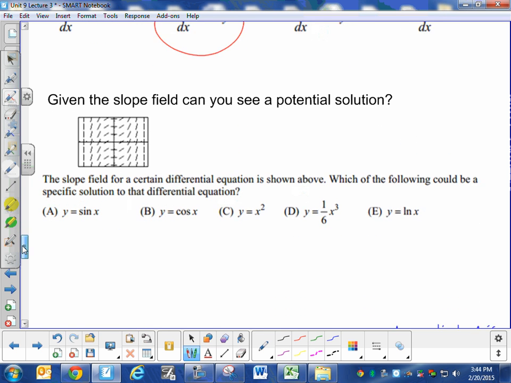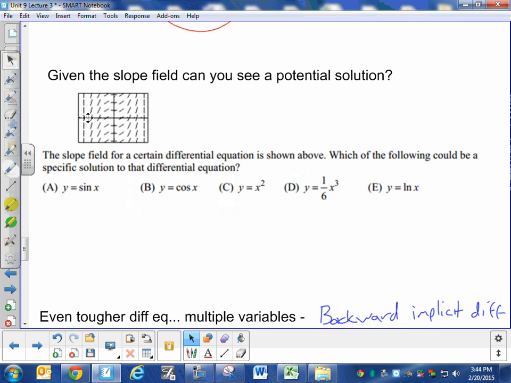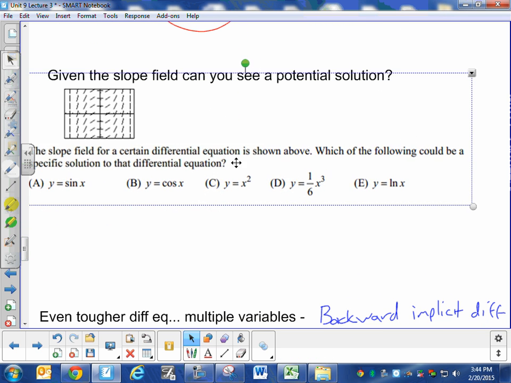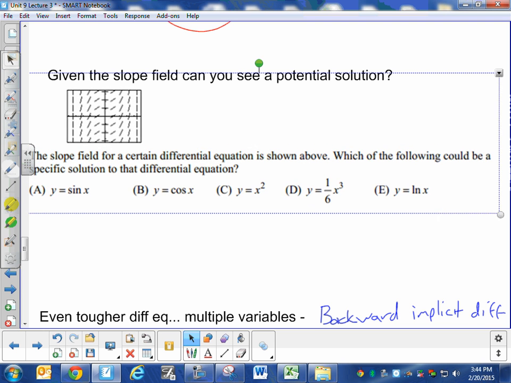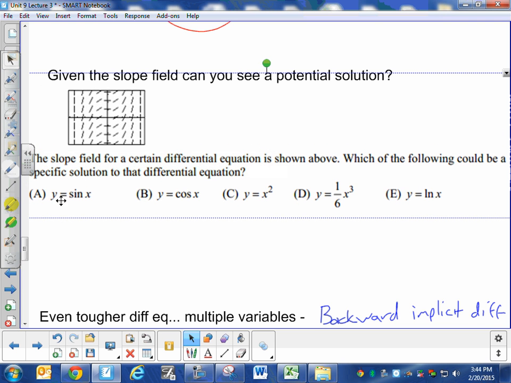Finally, something that could be asked of you is you will be given the slope field and you will be asked which one of these could be a solution, rather than which one of these produces this slope field. Look at the slope field. Think about the solution, sketch the solution in your mind that would follow these tangent slopes, and then pick out the correct one.